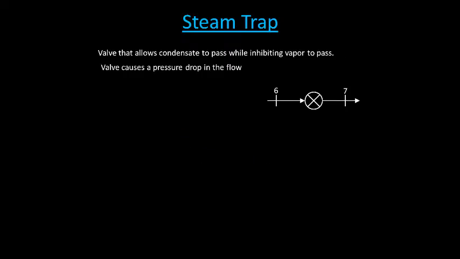We have it from 6 to 7 because that's where it was in the closed feed water heater diagram. Or sometimes you'll see it as this almost hourglass look. That's also for a throttling device.